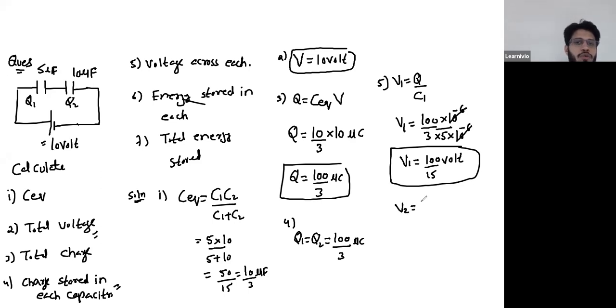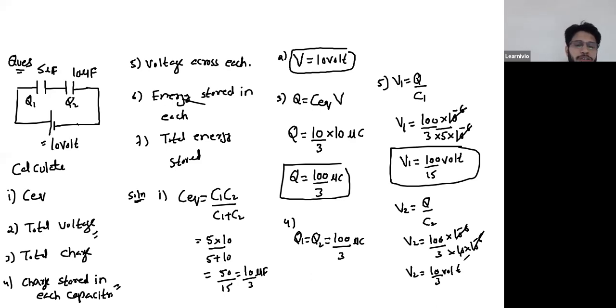Similarly, you can calculate V2, which is Q by C2. So it's 100 by 3 into 10 raised to the power minus 6, divided by C2. C2 is 10 microfarad, so that's 10 into 10 raised to the power of minus 6. It gets cancelled out. So your V2 comes out to be 10 by 3.